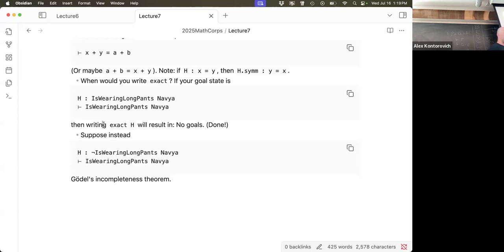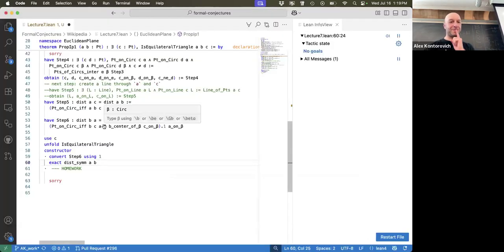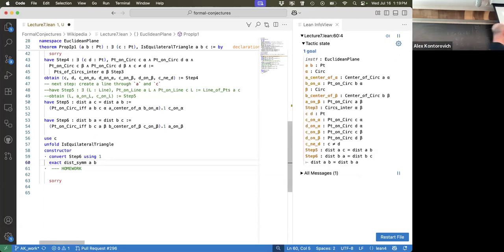Can you go back to the code? Explain the exact series. Okay, so what does dist sim AB mean? That AB is the same as BA. That the distance of AB is equal to the distance of BA. What are we trying to prove? The distance of AB is equal to the distance of BA. So if we can give exactly that, that will end the goal.